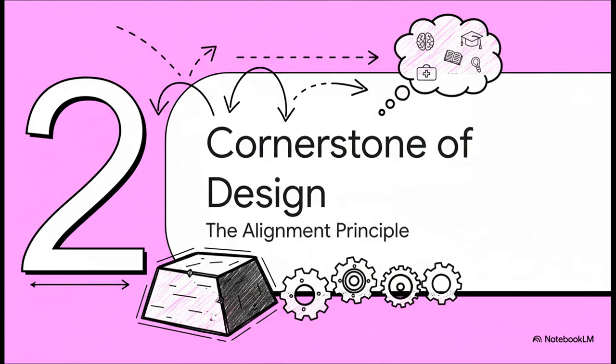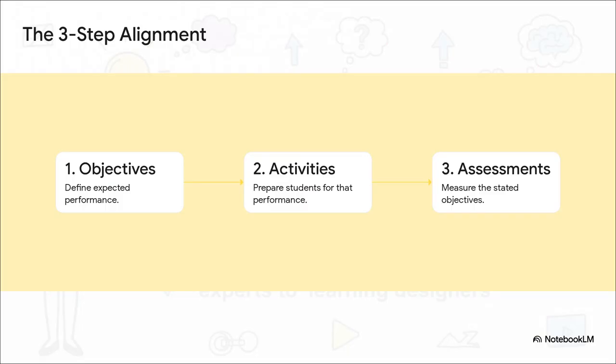Okay, so if we're going to build these really intentional experiences, where do we start? Well, it all rests on one single non-negotiable foundation. It's the cornerstone of everything we do, and it's called the alignment principle. Alignment sounds fancy, but it's actually pretty simple and so powerful. The best way to think about it is like a three-legged stool. The first leg is your learning objectives.